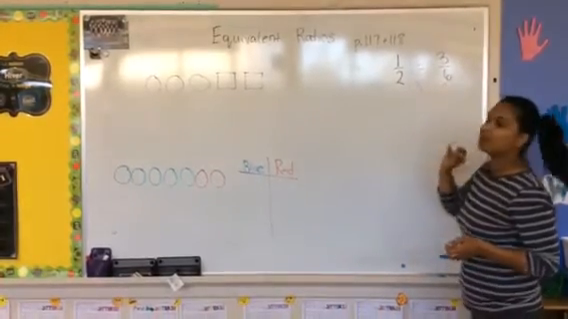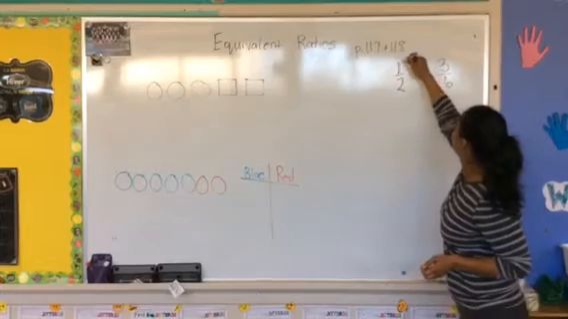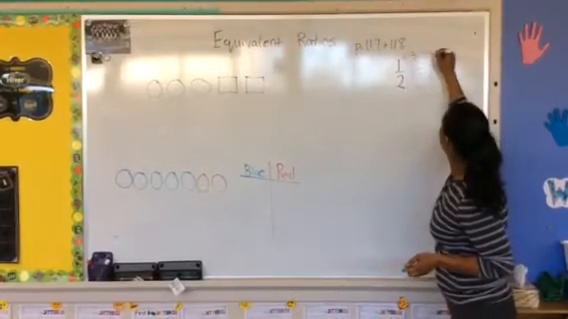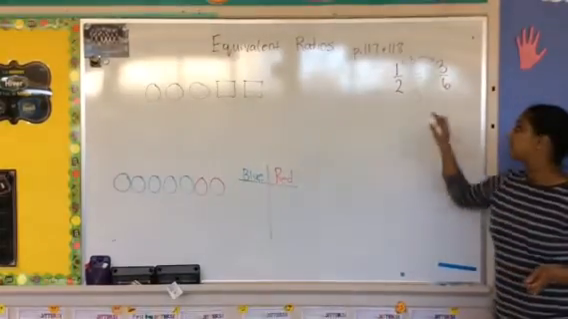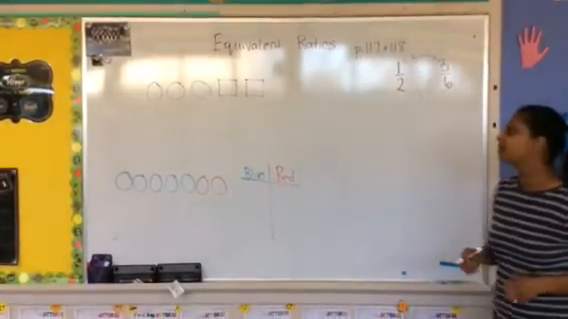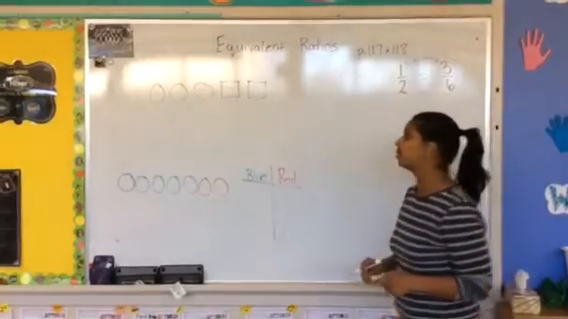And then we also know that what we do to the bottom, we must do to the top, which means the top gets multiplied by 3. And that's how we get our equivalent fraction. We multiply top and bottom by the same number. So now moving on to ratios.